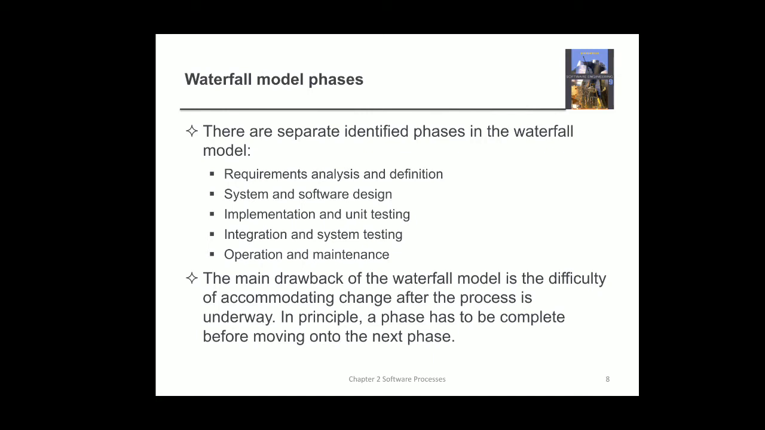The main drawback of the waterfall model is the difficulty of accommodating change after the process is underway. One of the problems of this waterfall model is, if there is any problem in the previous stage, then we cannot go back and rectify it unless we go for the maintenance and operations phase. That is, in principle, a phase has to be completed before moving on to the next phase. That is again a drawback of this waterfall model.